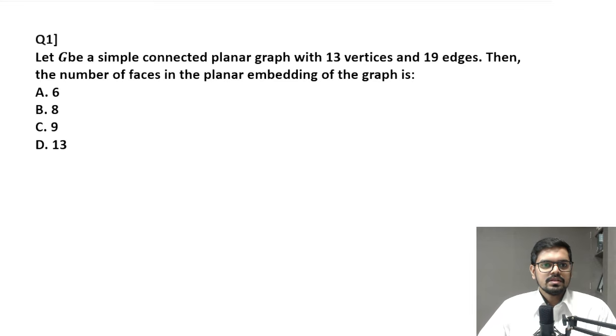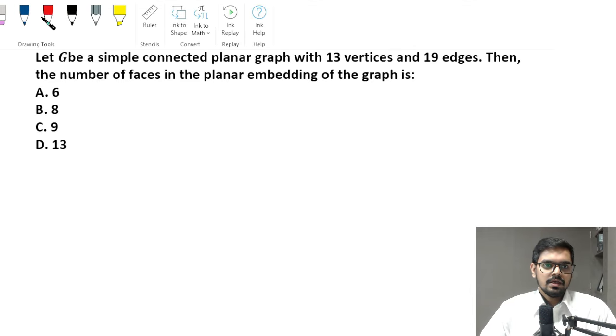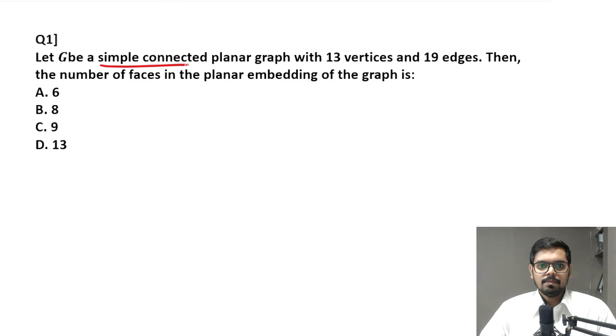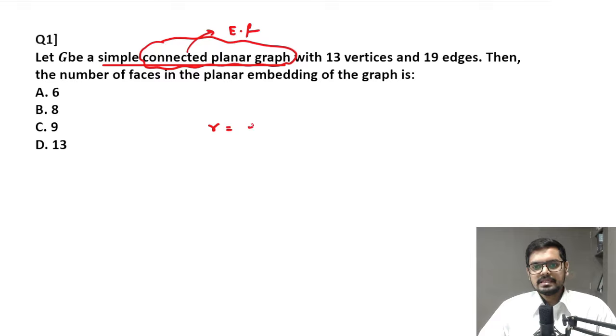Tried. The question says, let G be a simple connected planar graph with 13 vertices and 19 edges. Then the number of faces in the planar embedding of the graph is what? If you see the keywords carefully, simple connected planar graph, I guess this was enough. For this, we have to use Euler's formula. What is Euler's formula? Whenever you have a connected planar graph, Euler's formula is number of regions is equal to number of edges minus number of vertices plus 2.